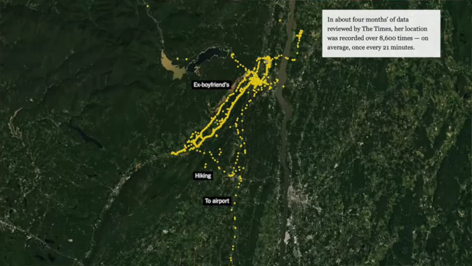In fact, the location data was collected up to 8,600 times, or every 20 minutes. And there are instances in which people's data was collected 14,000 times a day, which is up to every 6 seconds, depending on the various mobile apps that they had running on their phone.